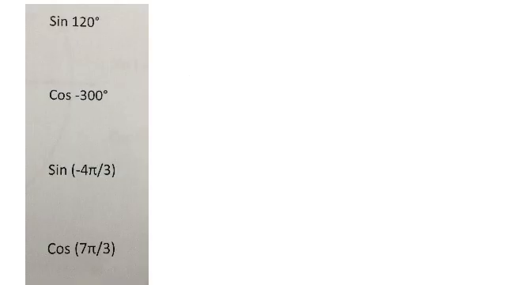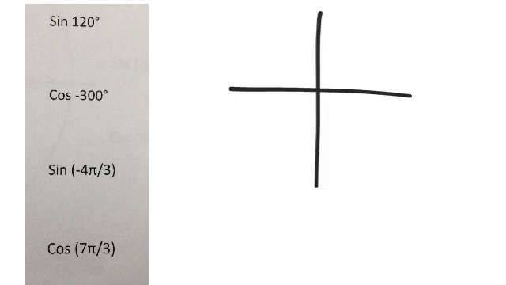Okay, so here are our examples. We're asked to find sine of 120 degrees. So I've got to figure out, well, what kind of rotation is that for 120 degrees? So this is my initial side. This would be a 90-degree rotation. This would be 180. So 120 degrees is between them.